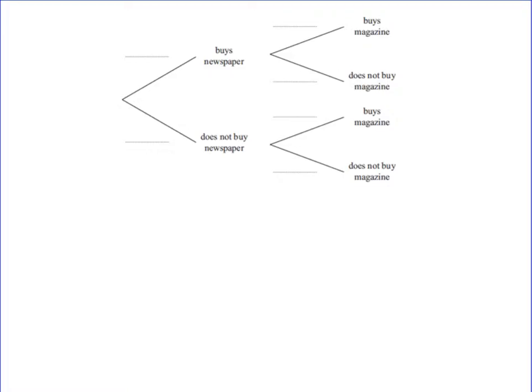Question 9. A newspaper probability any customer buys a newspaper is 0.6. The probability they don't then is 0.4, and the probability that a customer buys a magazine is 0.3. So that'll be 0.7 for not, and they're not affected by each other. So we go through there, and we've got those.